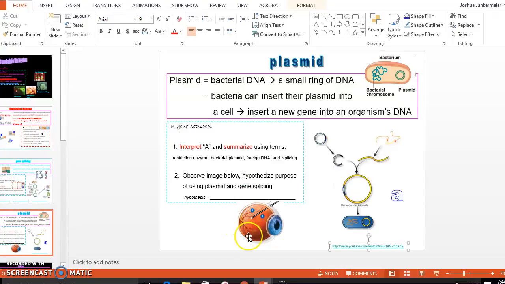It says observe image below. Here's an eyeball. It says hypothesize purpose of using plasmid and gene splicing. So imagine this idea of inserting a new gene or a section of DNA into someone's eye. And why do you think they might do that? So hypothesize it. Someone might do that to blank, or for the purpose of blank.